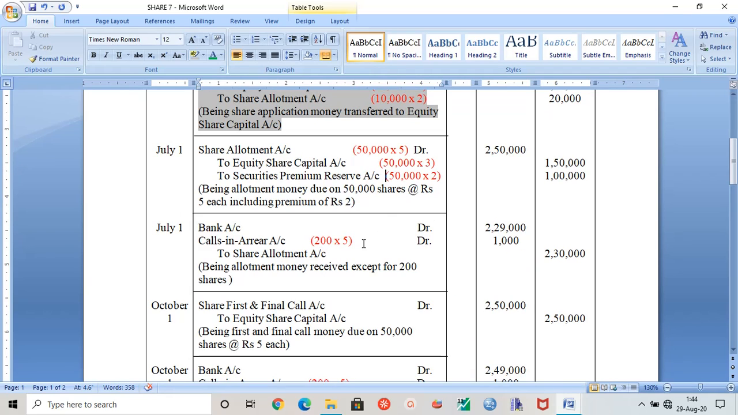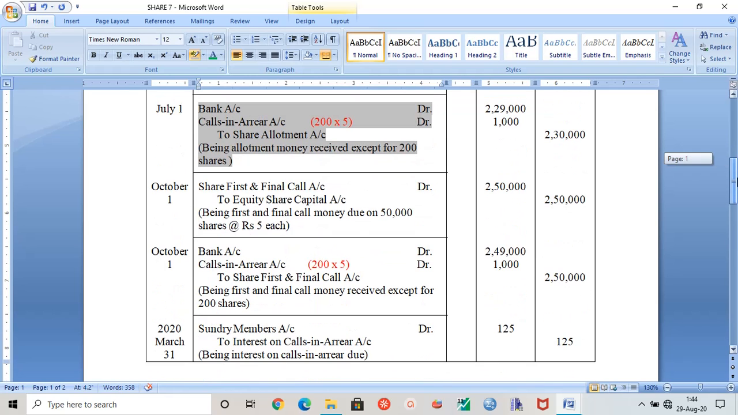So 200 number of shares actually failed to pay the allotment money on time. So this is your case. This is a very simple case. Just pass this particular entry. After which you have to make the first and final call also. Again the same thing is happening here, that 200 number of shares failed to pay the first and final call money. Which is very simple. I hope you know it by now.